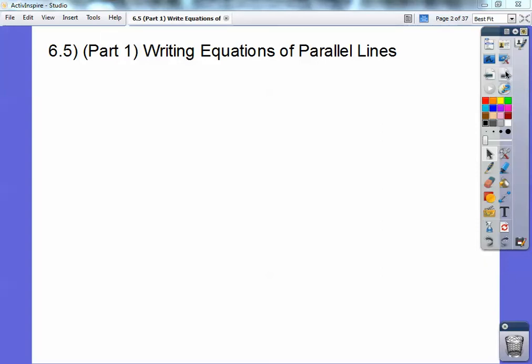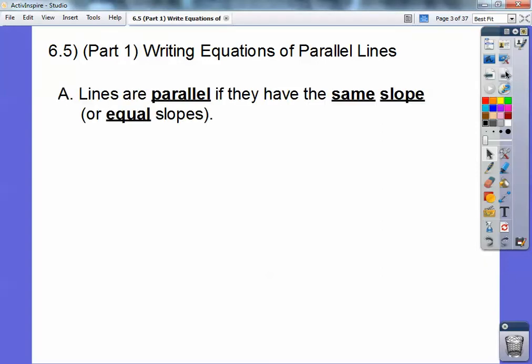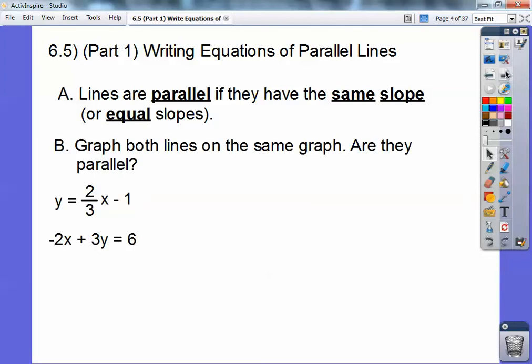This is the first part of section 6.5, writing equations of parallel lines. Let's begin. Lines are parallel if they have the same slope, or equal slope. So say you had y equals 5x minus 2 and y equals 5x plus 7. Since the 5x would be the slope, they would be equal, so they would be parallel. Let's graph both these lines on the same graph, and are they parallel?